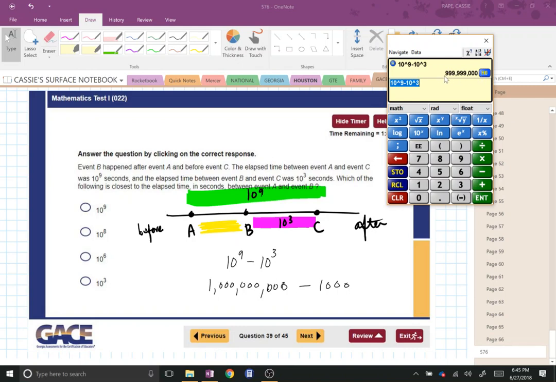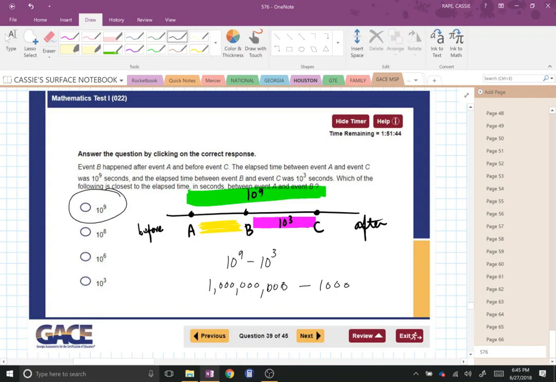Well, if I had $999 million, I probably would tell people I got real close to $1 billion. Okay? And $1 billion is 10 to the 9th. So, believe it or not, 10 to the 9th minus 10 to the 3rd is closer to 10 to the 9th than any of those other three numbers.